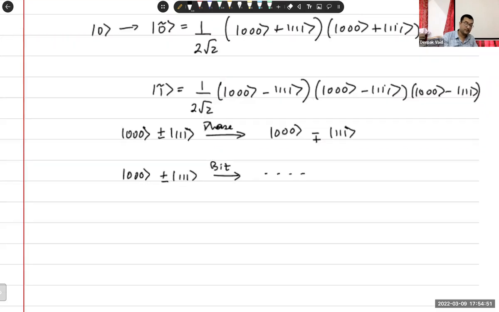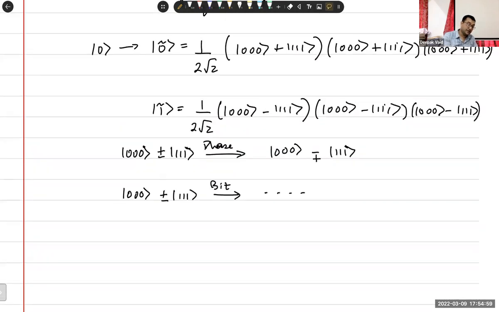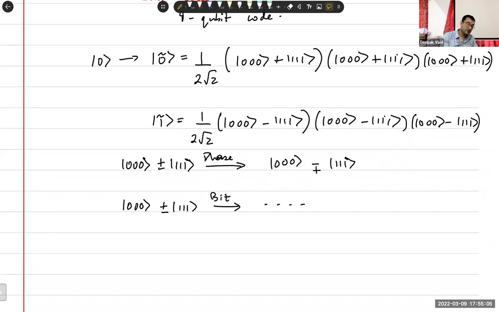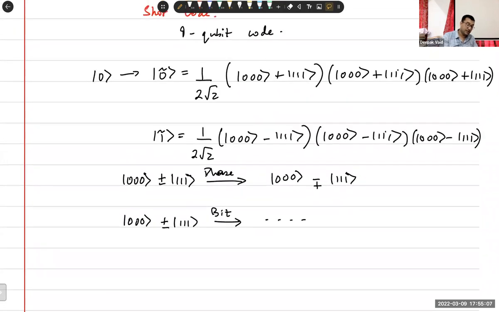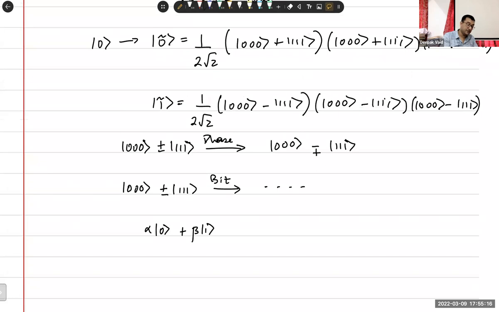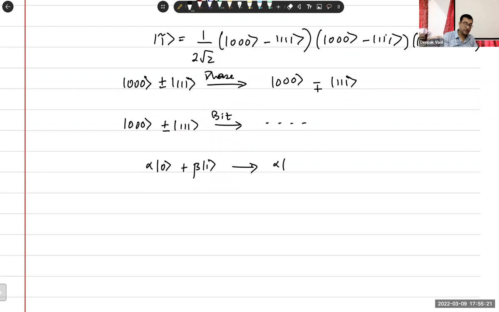We can use that technology. So again, let's see what the circuit is for making these states. What do we want to do? We want to take our state, which is alpha 0 plus beta 1, and we want to encode it into this basis. So we want our final state to be alpha tilde 0 plus beta tilde 1, or logical 1.